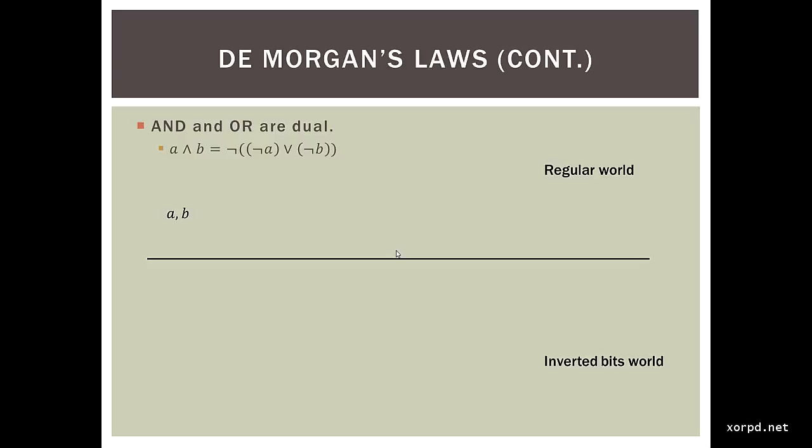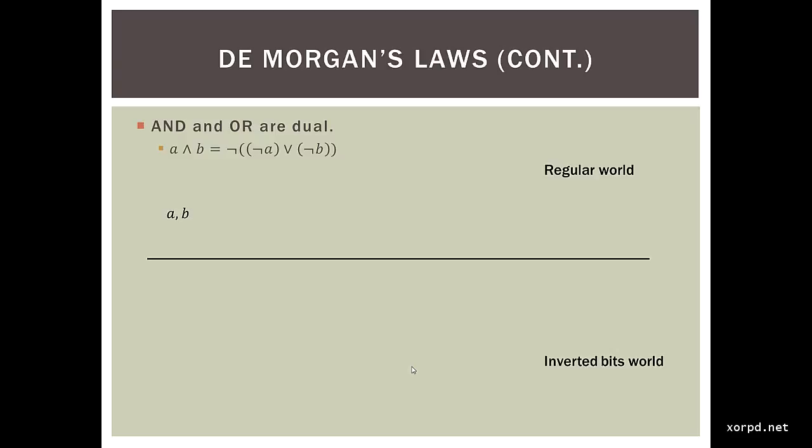Maybe the important thing to remember about De Morgan's law, or laws, is that AND and OR are dual in some sense. They are dual with respect to negation. What does that mean? It means that if we think about two different worlds, the regular world where every bit is just itself, and another world, the inverted bits world, where every bit is its negation. If we take something from the regular world and we want to go to the inverted bits world, we have to negate everything.